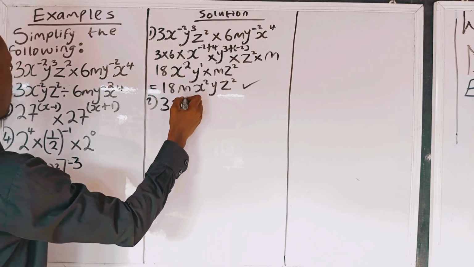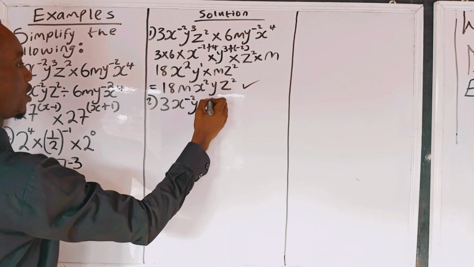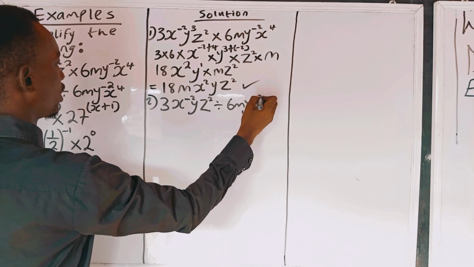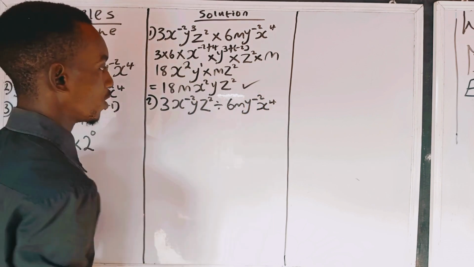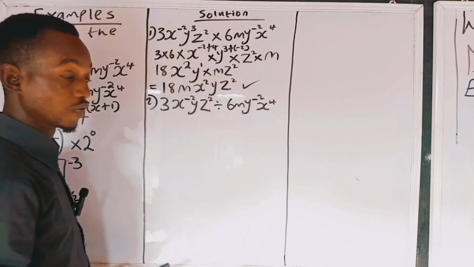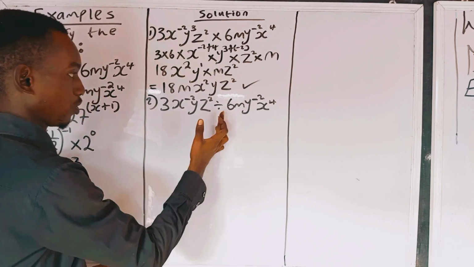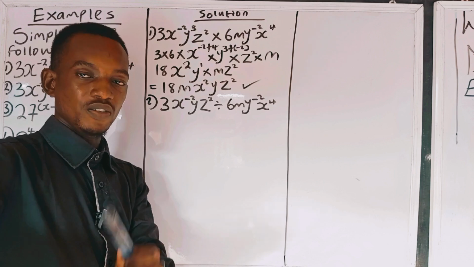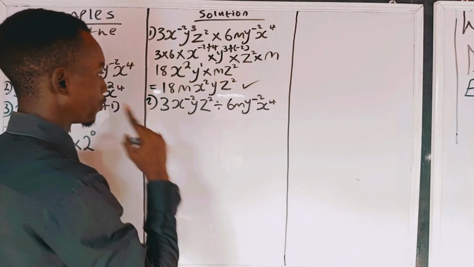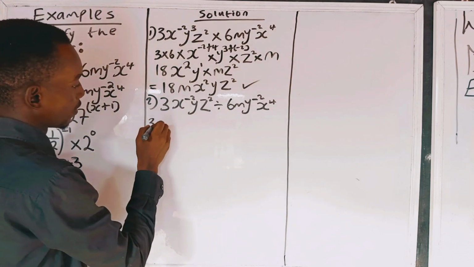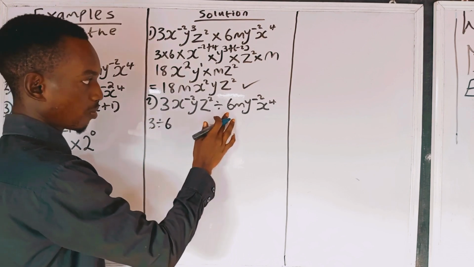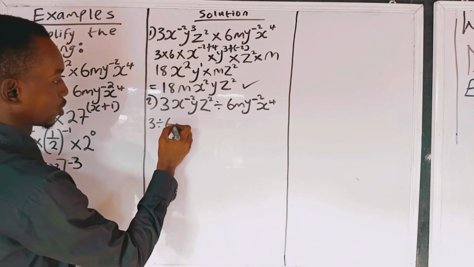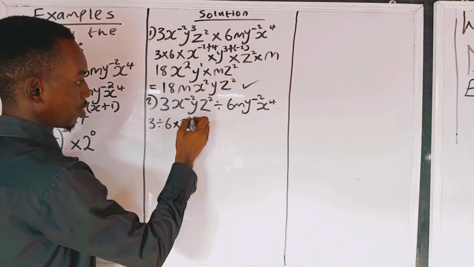division. 3x to the power of negative 2, y z squared, divided by 6m y to the power of negative 2, x to the power of 4. Now we are dividing. Don't forget also the law of indices: when we divide, we subtract their powers. Those that have the same base, we divide them or we subtract their powers. So we have 3 divided by 6. You can divide number by number. In case there is no number here, you just say 3 divided by 1, okay? So then times x to the power of negative 2.